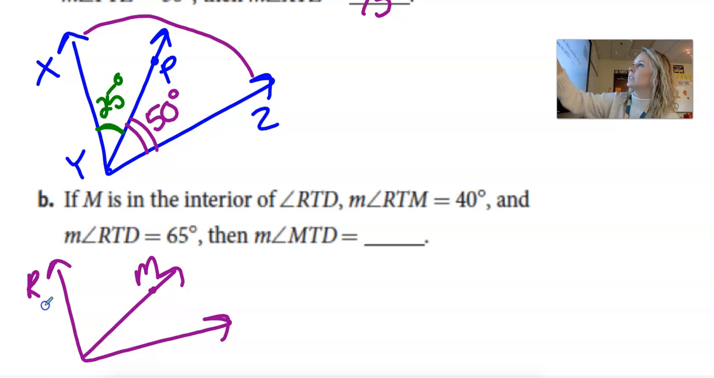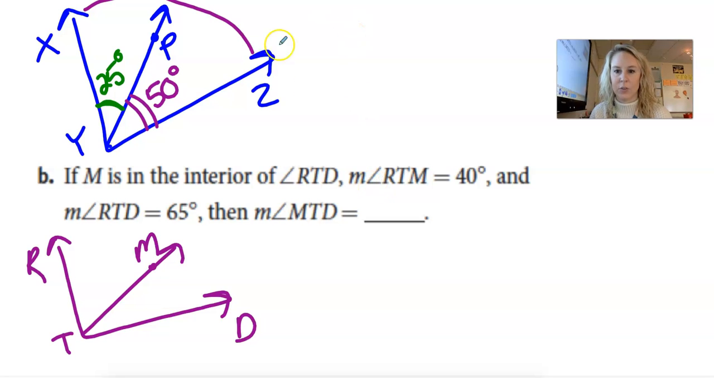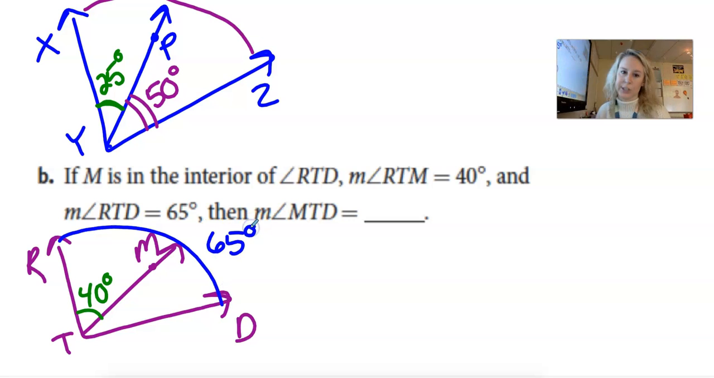My angle is RTD. I'm going to put T at your vertex. Let's see what they give you. They give you that RTM is 40. And then it gives you RTD, which is the entire thing. So I draw like a big arrow connecting them. The entire thing is 65 degrees.